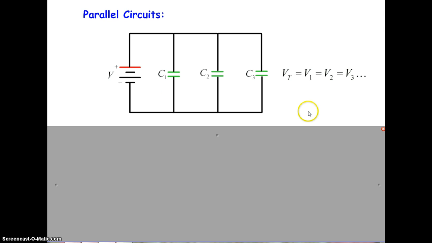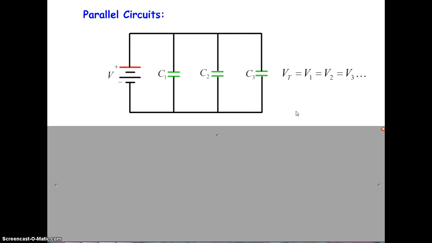The key factor for a parallel circuit is the fact that the total voltage supplied by the battery, which we would call V_T, remains constant. So each capacitor in the circuit, in fact, any electrical device in the circuit, whether or not it's a capacitor, all get the same voltage. So C1 gets the total voltage, C2 gets the total voltage, and C3 gets the total voltage.